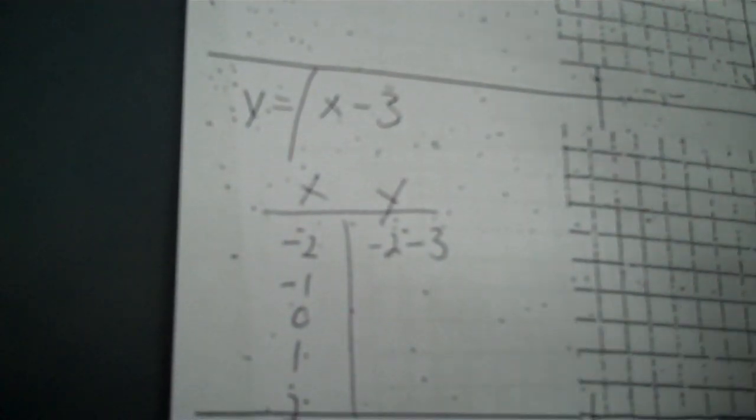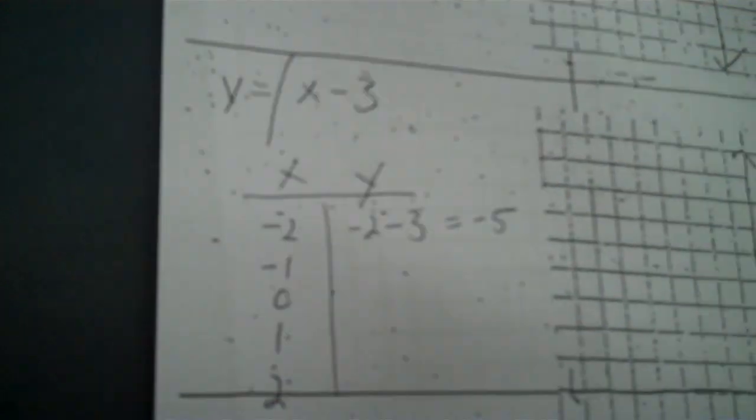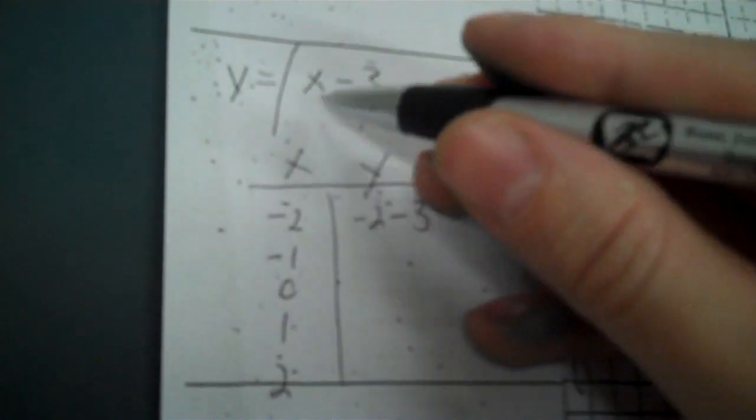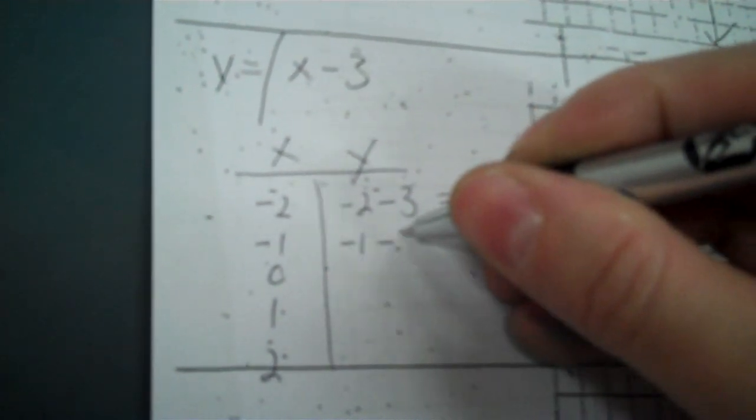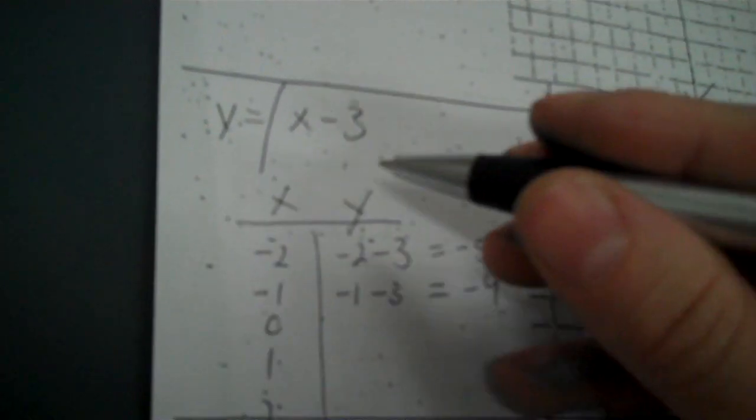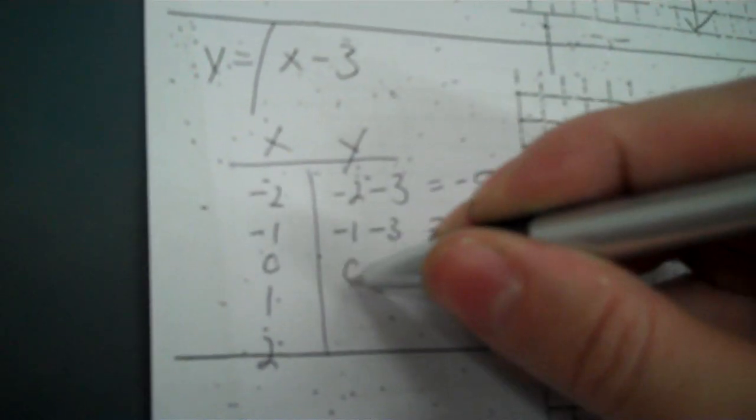Okay, last problem. Not as hard a one this time. Okay. You don't have to times, you just put negative 2 in for x and minus 3. That's going to be negative 5. You put negative 1 in for x and minus 3. No times necessary. Negative 4. 0 in for x, minus 3. Negative 3. Then you can get negative 2, negative 1. And you got it.